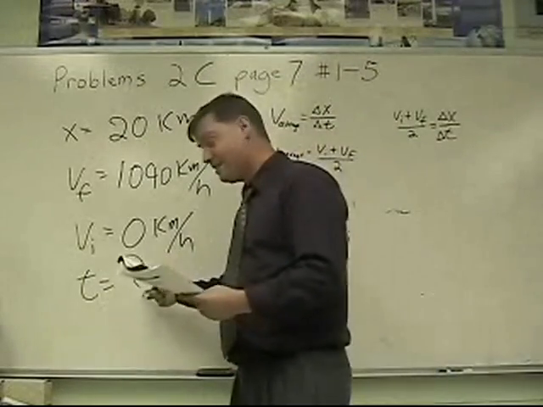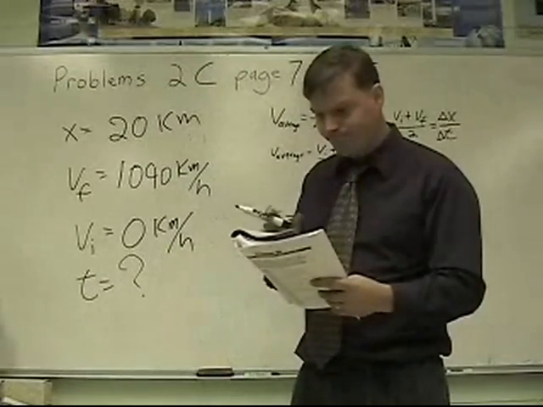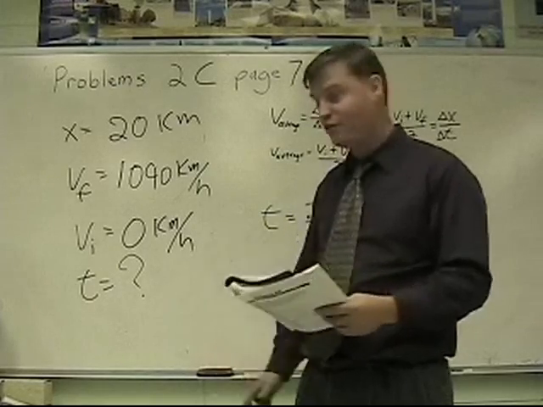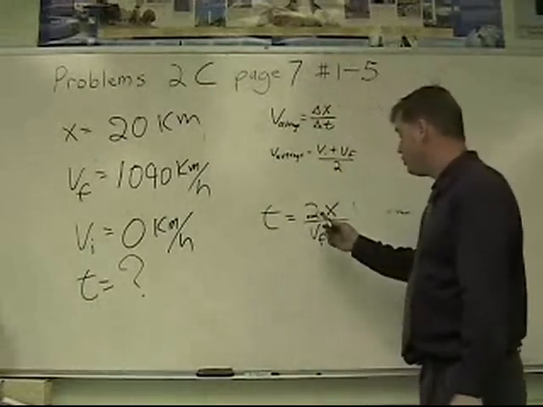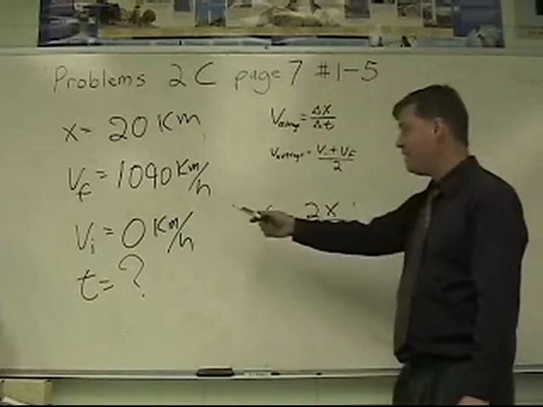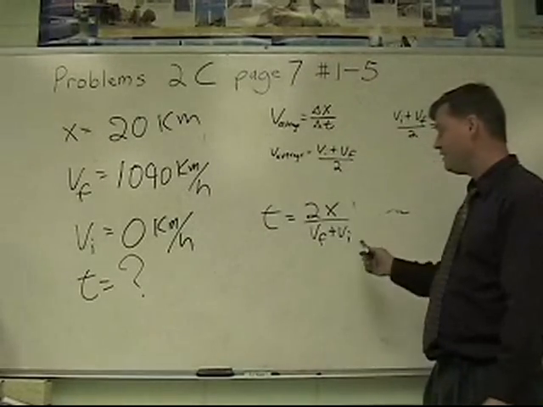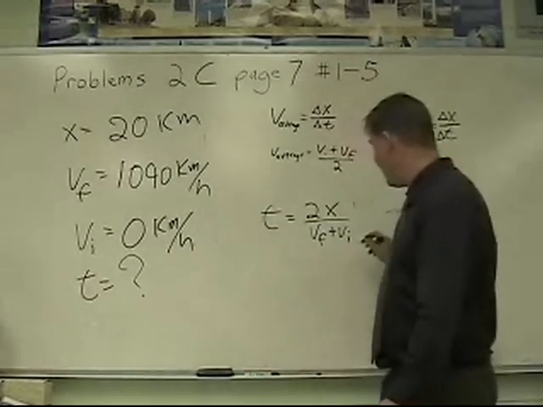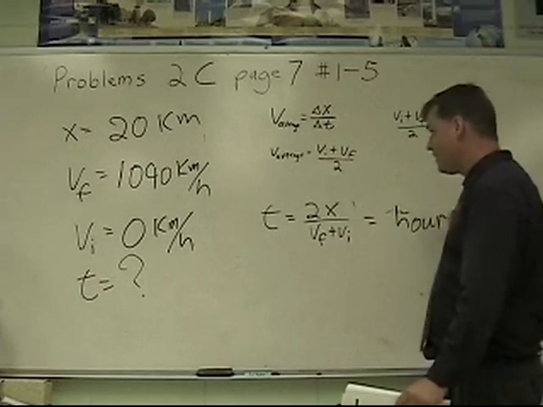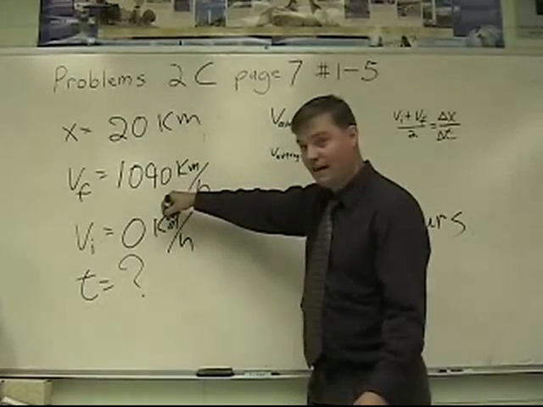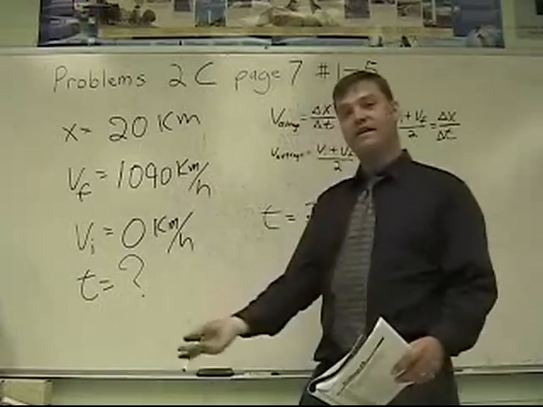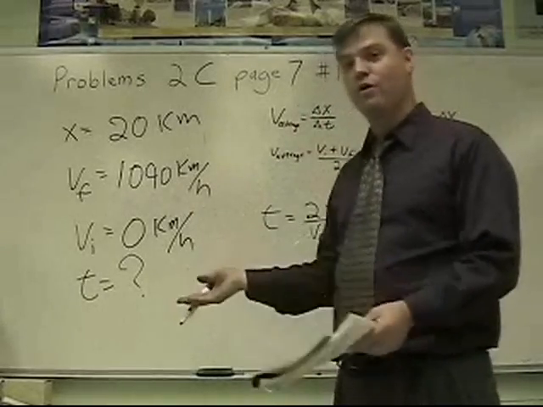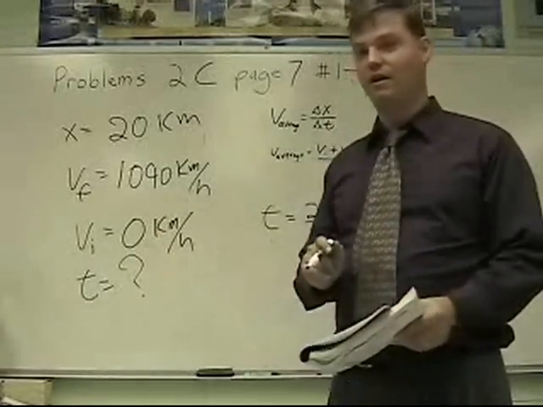What is the time that it's going to take? If the car's acceleration is constant, how long does it take to reach the 20 kilometer mark? 2 times x divided by VF plus VI will give us a time in hours. Kilometers, kilometers, kilometers per hour will give us an answer in how many hours it will take, or what part of an hour it would take.